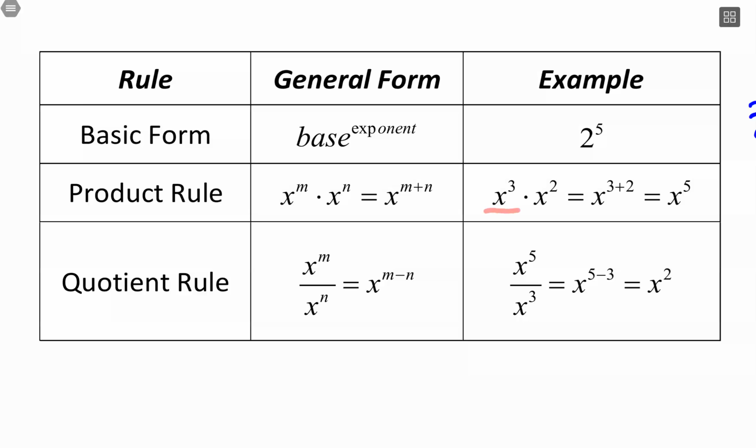So let's say we have x cubed times x squared. Then what we can do is make it a single value with the base of x, and then we add the exponents, 3 plus 2, so that would give us x to the 5th.